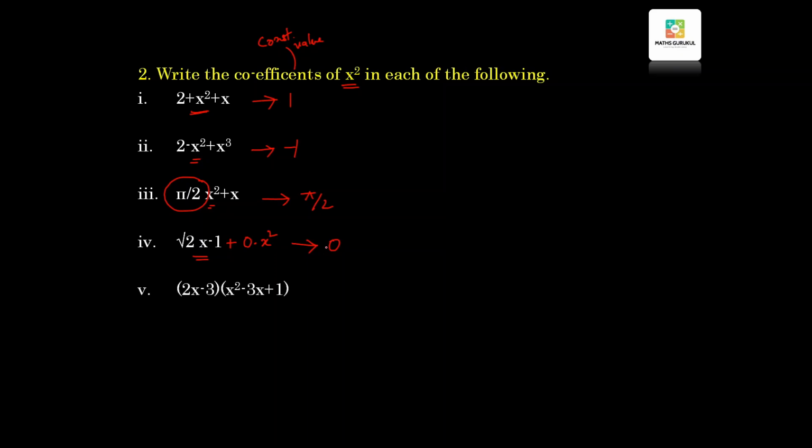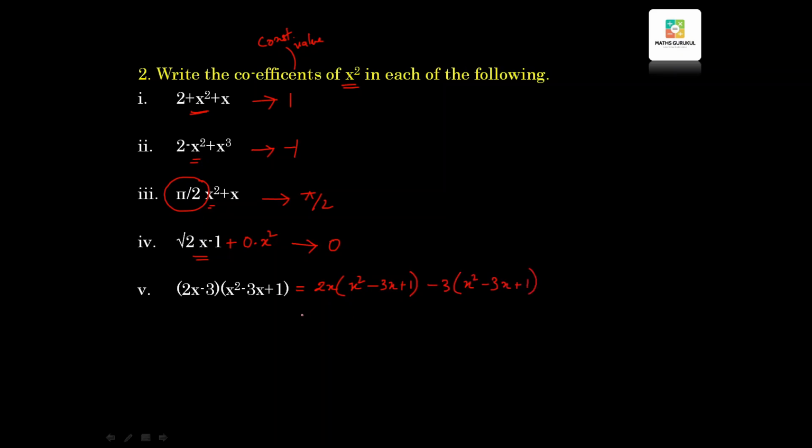In the next sum, it is given 2x minus 3 into x square minus 3x plus 1. So in solving this type of expressions, what we have to do is first we have to simplify the expression. How will we simplify? We will simplify it as 2x into x square minus 3x plus 1 minus 3 into x square minus 3x plus 1.